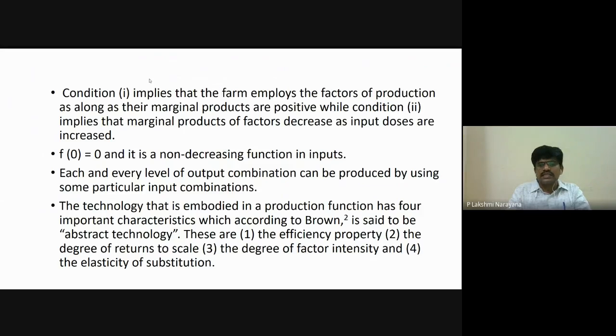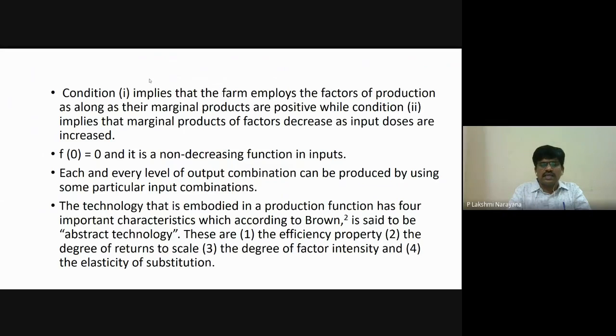The technology that is embedded in a production function has four important characteristics, which, according to Brown, is said to be abstract technology. So in abstract technology, what are the issues included? These are the efficiency property, the degree of returns to scale, the degree of factor intensity, the elasticity of substitution.